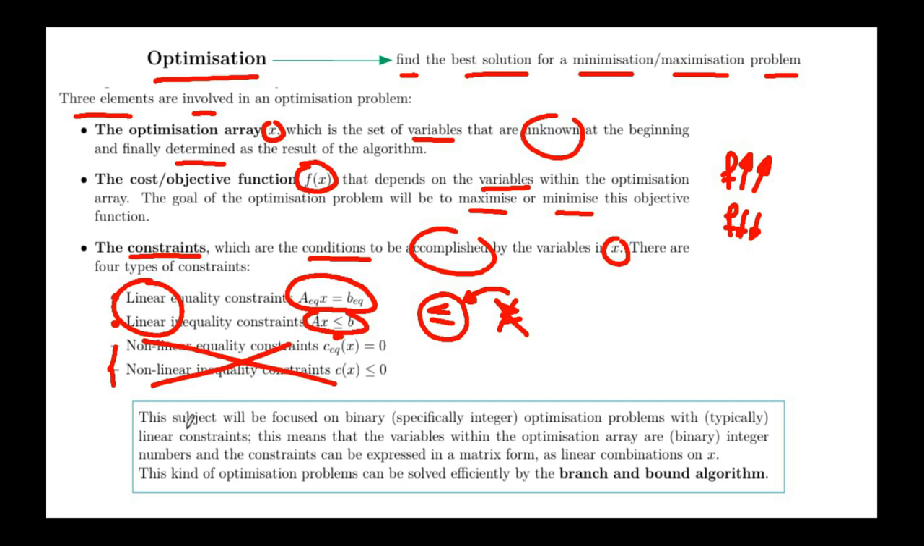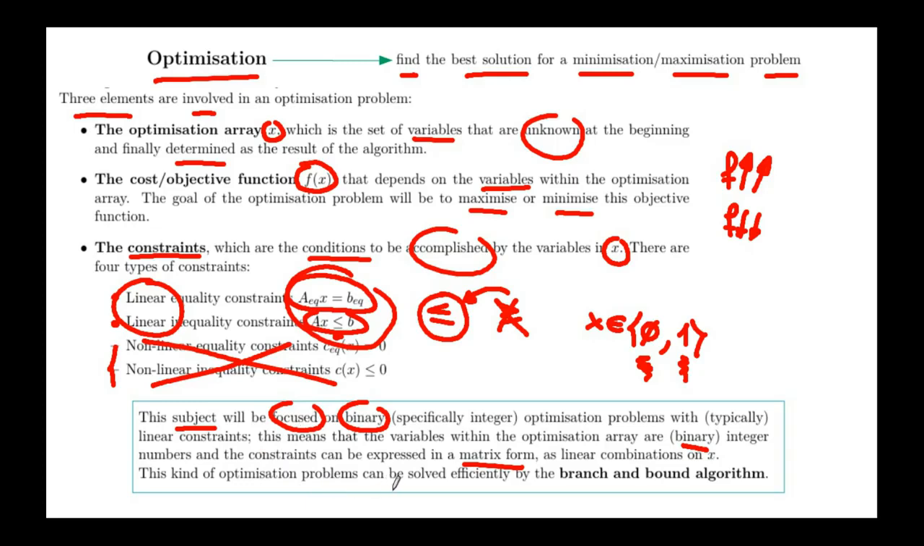So, in order to summarize, this subject will be focused on some specific optimization problems. These kind of problems will be binary integer optimization problems. What I mean is that this X will be integer numbers, but not only integer numbers. These values in X can have value 0 or 1, okay? We don't have a huge range of values, only false or true. Then this means that variables within the optimization array are binary, false, true, integer numbers, and the constraints can be expressed in matrix form, as you can see here.